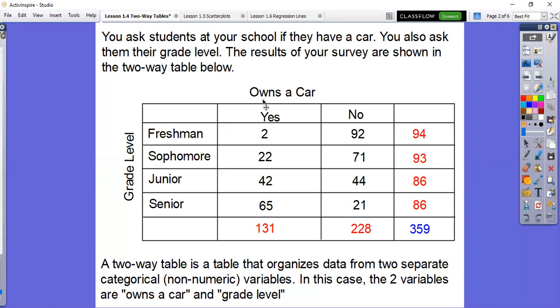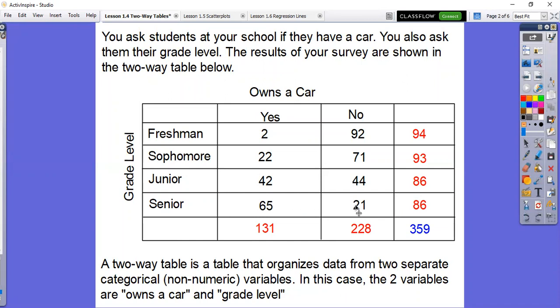So one category that we're comparing right here is owns a car. So there are two different subcategories to owns a car, and that is yes, they own a car, and no, they do not. For the grade level, that's the other categorical variable. There are four different possibilities. There are freshmen, sophomores, juniors, and seniors. So this table right here shows us the breakdown of that data.